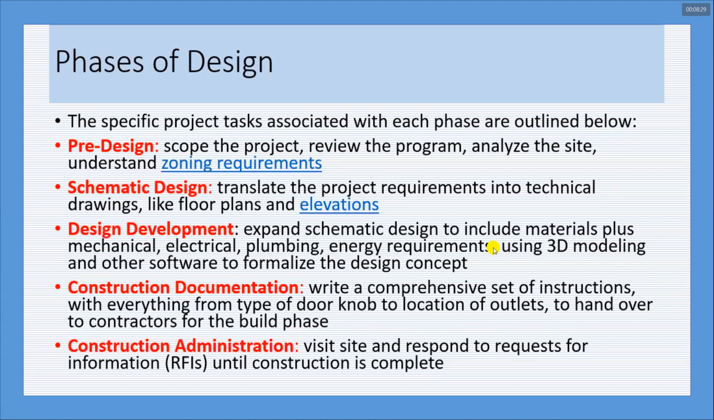Then construction documentation is a comprehensive set of instructions, with everything from the type of door, notes, to the location of outlets, handed over to contractors for the building phase. In this phase, not only do we have the drawings, but we have all the details relevant to construction. For example, even the detail of the mullion of a window or the type of material, which type of window you are going to make here, or which type of ventilator you are going to design in the building. All these details are provided in these documents.